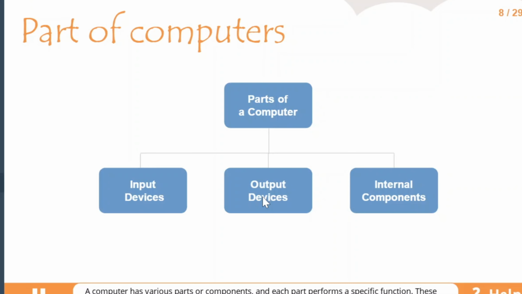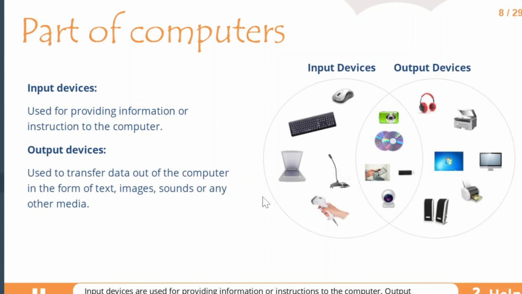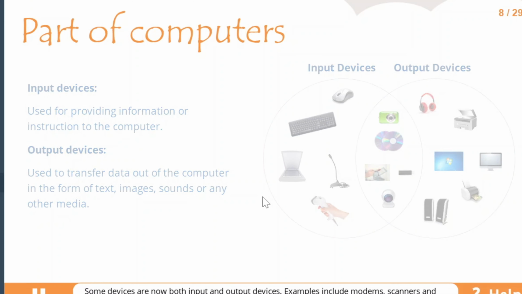And each part performs a specific function. These parts can be classified as input devices, output devices, and internal components. Input devices are used for providing information or instructions to the computer. Output devices are used to transfer data out of the computer in the form of text, images, sounds, or any other media. Some devices are now both input and output devices. Examples include modems, scanners, and touchscreens.